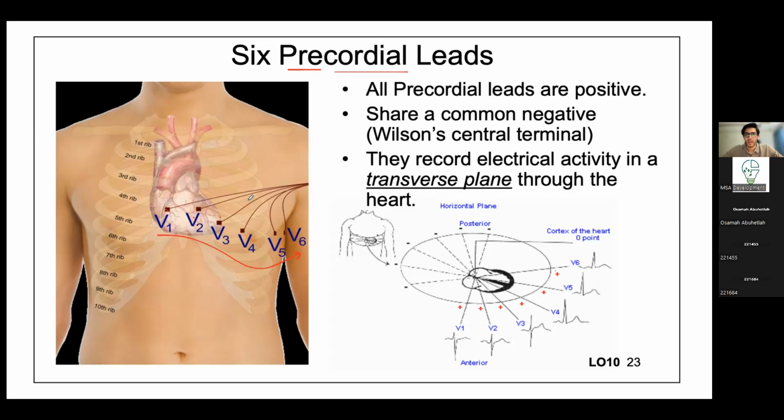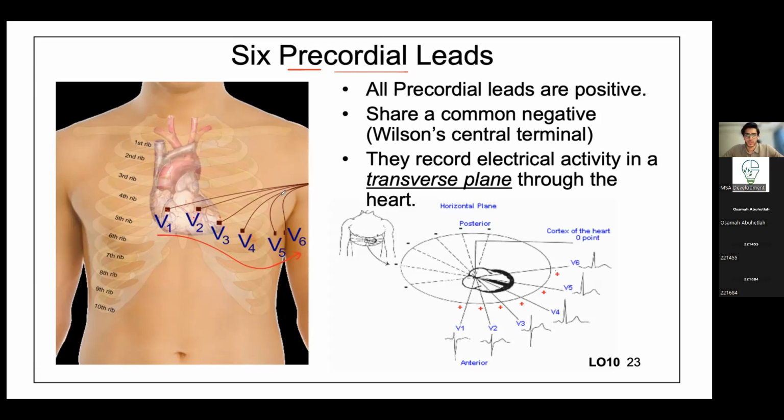All right, and basically what's happening is they're also leads, which means they have a positive electrode and a negative electrode. But when you're attaching them, we only attach the positive electrode because they have a single common negative electrode. This fact is not super important; it has more to do with technicalities. There's no specific negative electrode for each of the precordial leads. They have one single common negative electrode.